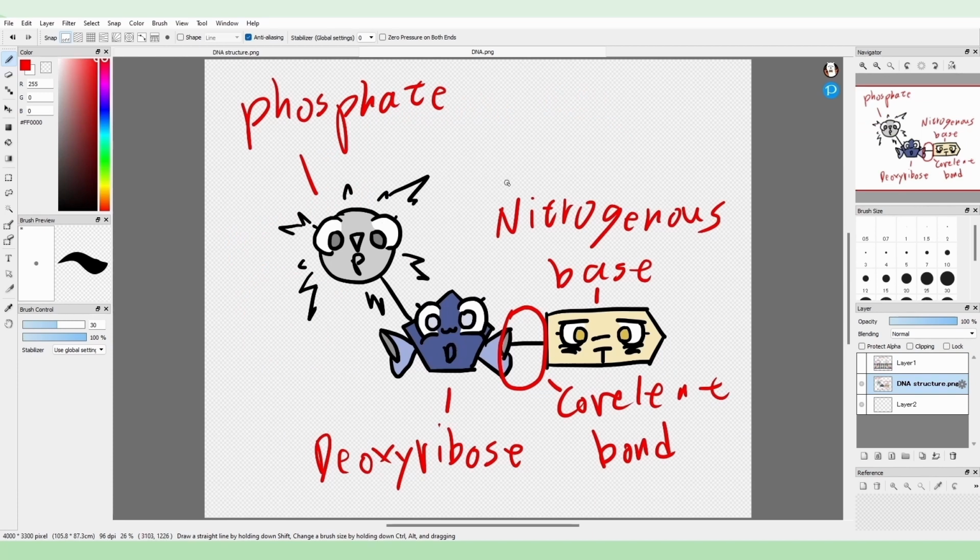Each of the DNA nucleotide is composed of 3 parts: a phosphate group, a 5-carbon sugar called deoxyribose, and a nitrogenous base. They can either be adenine, thymine, cytosine, or guanine. The phosphate, sugar, and base are held together by covalent bonds. And now that's done, let's start the transcription.